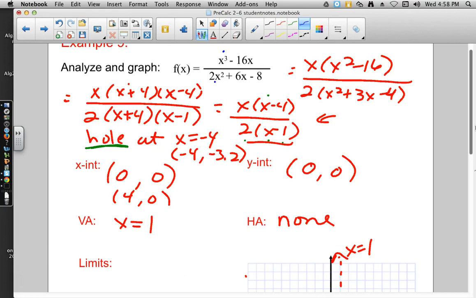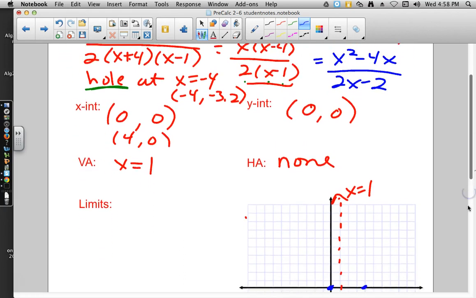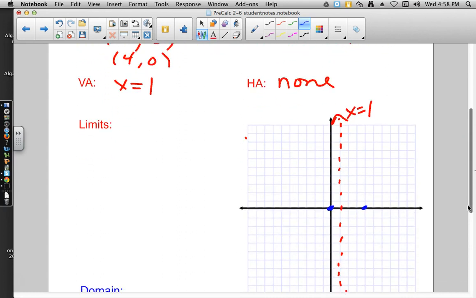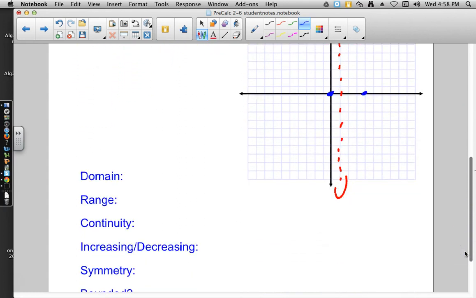I would prefer not to do it with this one, and that's because it's just going to take longer than our nice factored form. So our nice factored form, if we go ahead and distribute, would be x squared minus 4x divided by 2x minus 2. And that's what I want to do to figure out that slant asymptote. So let me see if I can find some space here to do that long division. So we will take x squared minus 4x, and we will divide that by 2x minus 2.